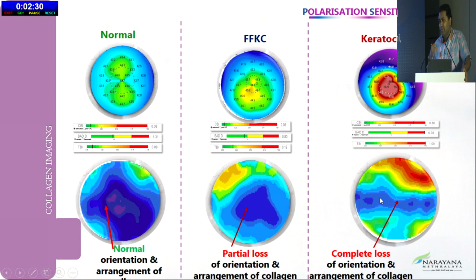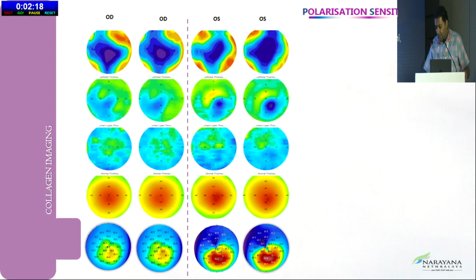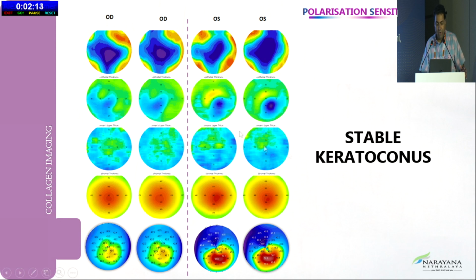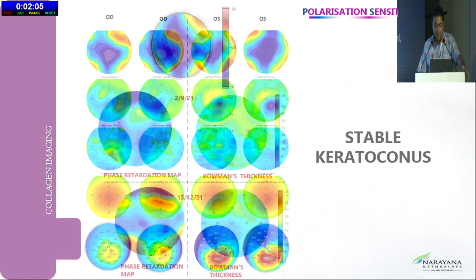So with immediate effect, we're able to image the collagen, and instead of just looking at the parameters and all the indices, you are actually looking at the true collagen you have. The advantage is that you can look at it from a progression aspect. You can look at the Bowman's layer, the Bowman's thickness, the epithelium. Every layer of the cornea in keratoconus can be seen, and this is a stable keratoconus.